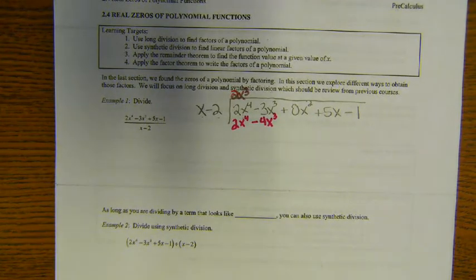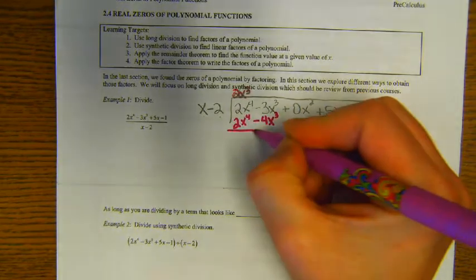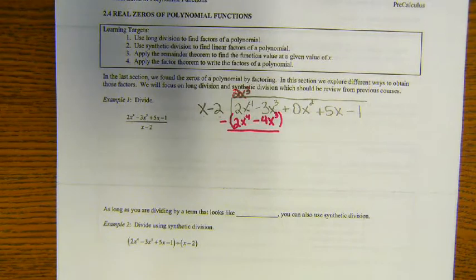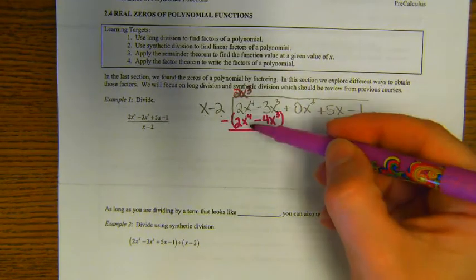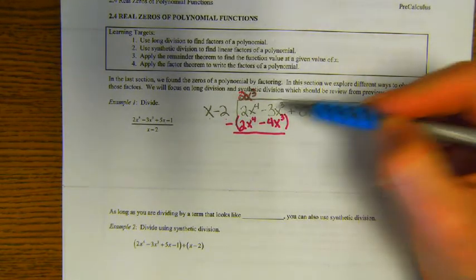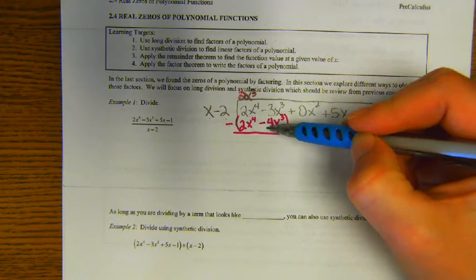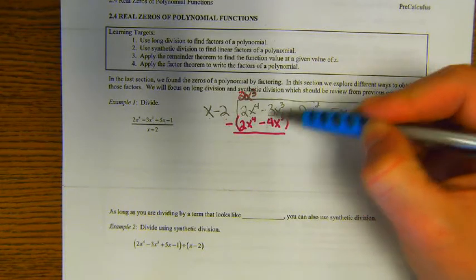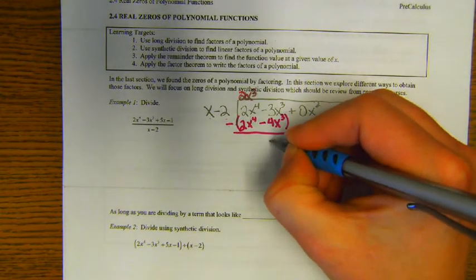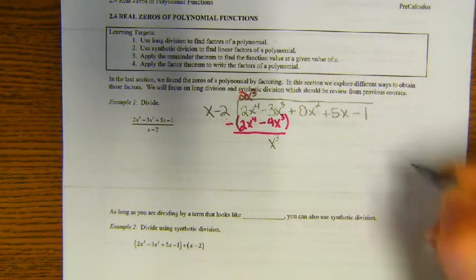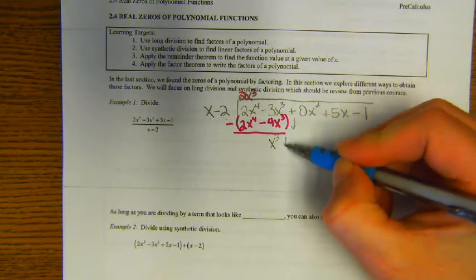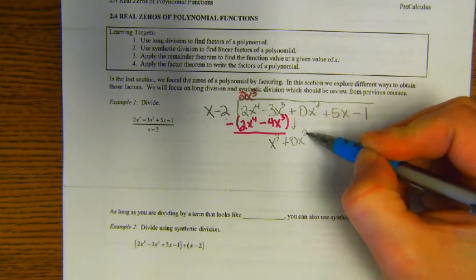So very carefully, if I would subtract this line, I would need to subtract each term. So we have 2x to the fourth minus 2x to the fourth, which is 0. Negative 3x cubed minus a negative 4x cubed, which is negative 3x cubed plus 4x cubed, or 1x cubed. And then I drop down the next term. I then repeat the process.